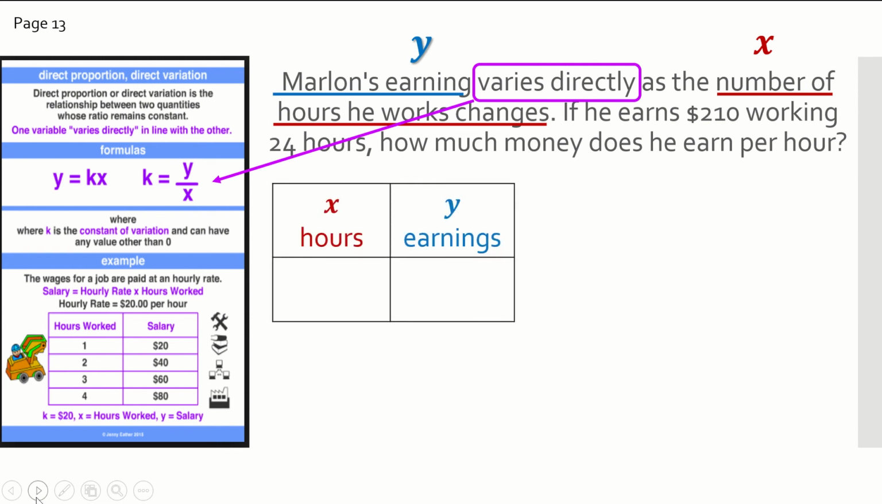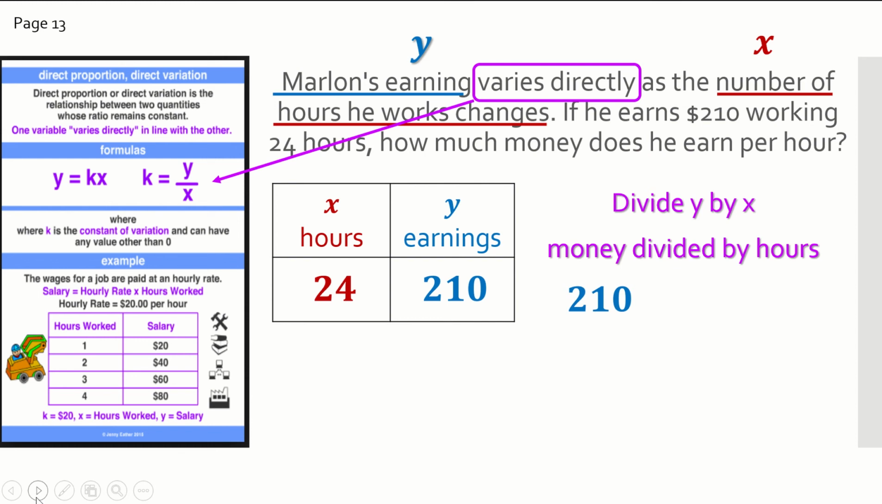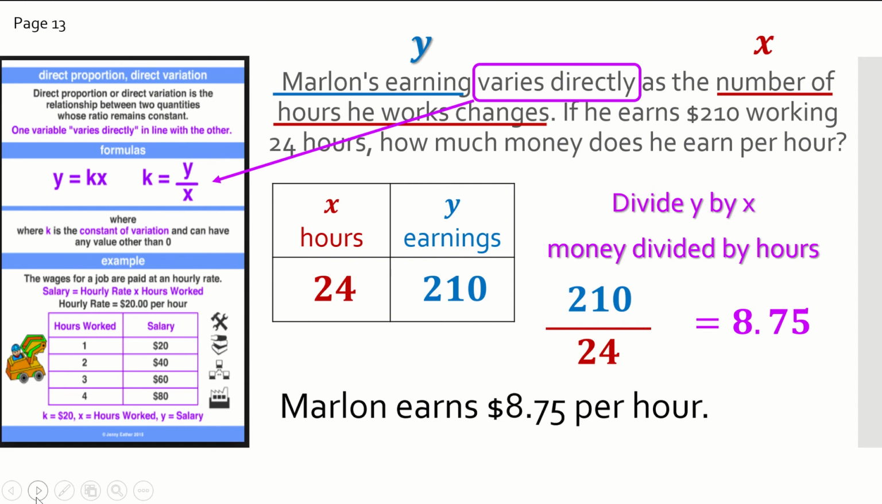We can set up a table to show this. His earnings are $210 if he works 24 hours. To find the constant, or how much he makes per hour, that rate is determined by y divided by x. Money divided by the hours. So when we do 210 divided by 24, we see that he makes $8.75 per hour.